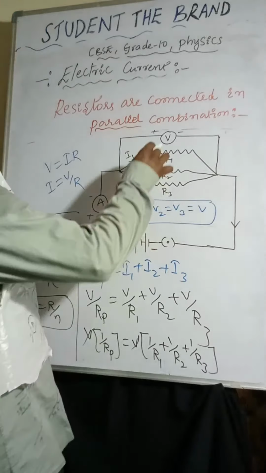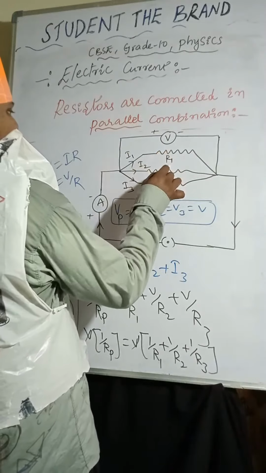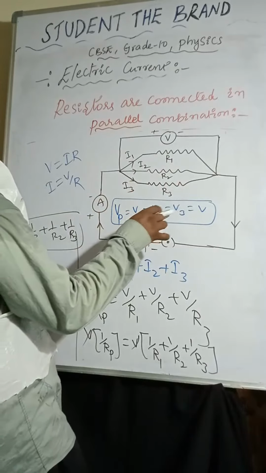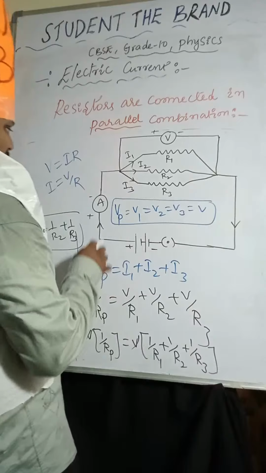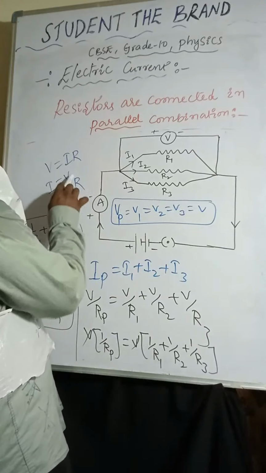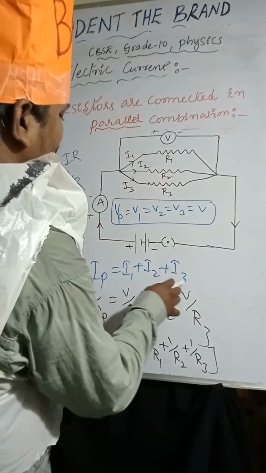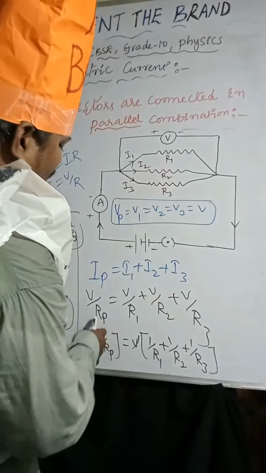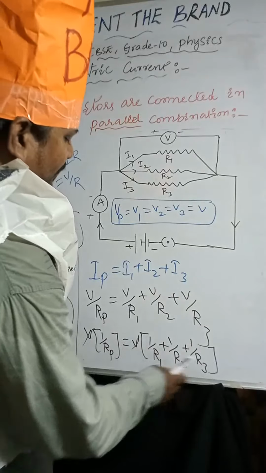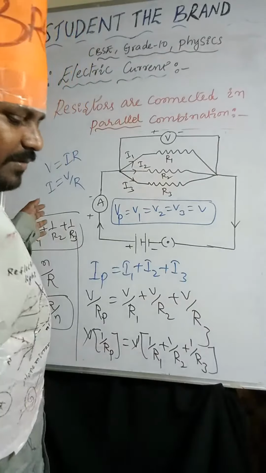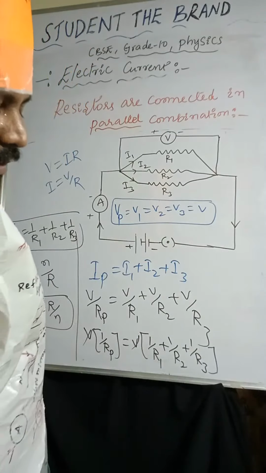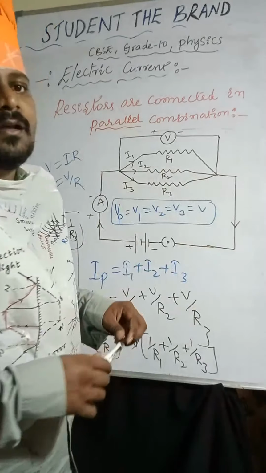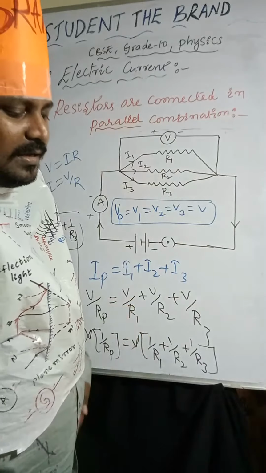Once again, the potential difference is the same across R1, R2, R3, and the current is different: I1, I2, I3. VP equal to V1 equal to V2 equal to V3 equal to V. From Ohm's law, V equal to IR, I equal to V by R. So IP equal to I1 plus I2 plus I3. V by RP equal to V by R1 plus V by R2 plus V by R3. So 1 by RP equal to 1 by R1 plus 1 by R2 plus 1 by R3. V gets cancelled and the remaining value is this one. Okay, done. So this is about resistors connected in parallel combination.